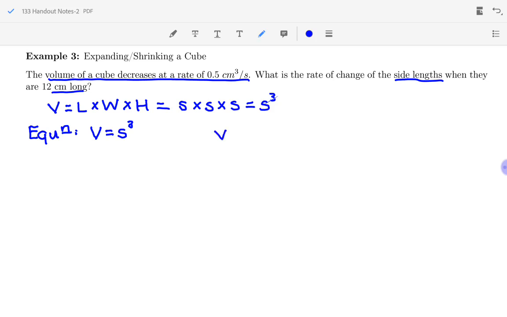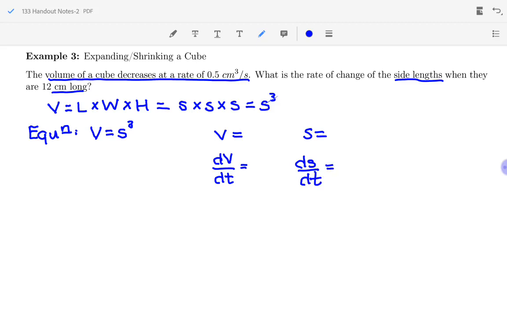Okay? So now before we take the derivative of this, which we're going to end up doing, I'm going to think about my variables. I have V and I have S, and then I'm going to think about their derivatives. dV dt has the volume changing with respect to time. Do I know that, or am I finding that? And how is the side length changing with respect to time? Do I know that, or is that what I'm trying to find?